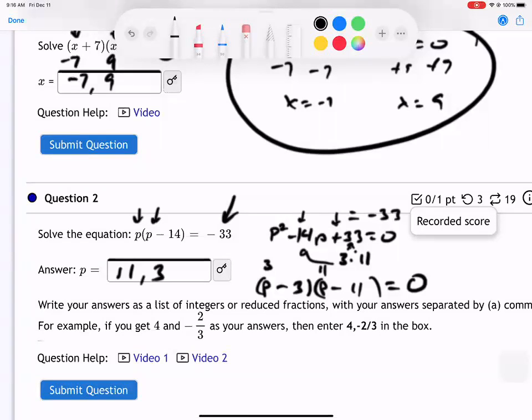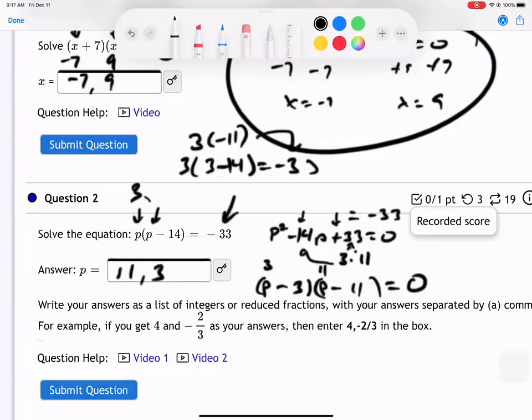Now, you might not believe me, but let's try it. If I plug in 3 here, 3 times 3 minus, darn it, I'm not sure why I did that. 3 times 3 minus 14, right? I just plugged in the 3. Would that give us negative 33? Well, it actually would. Wow, who would ever have guessed that 3 would have been an answer?